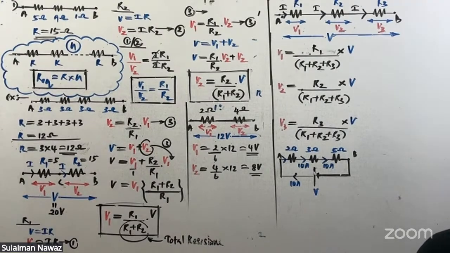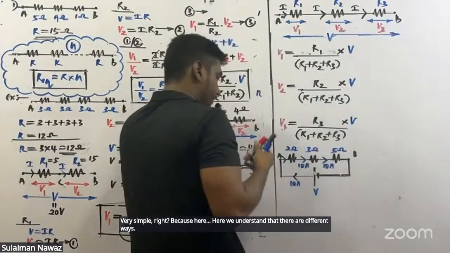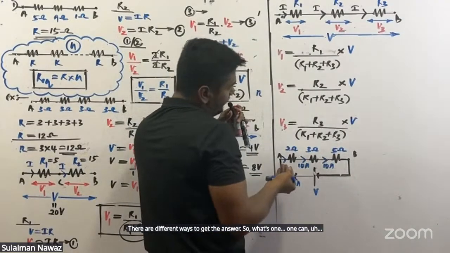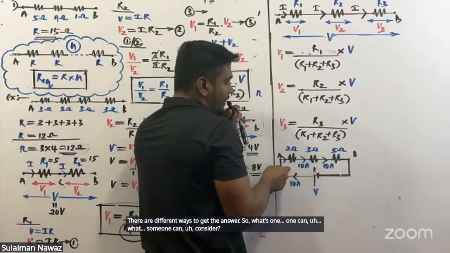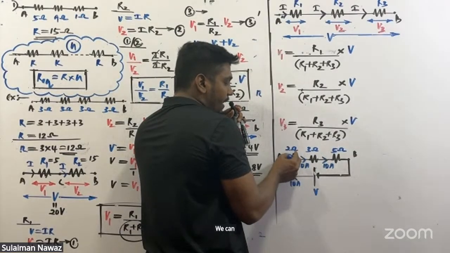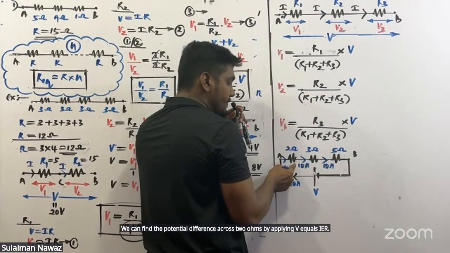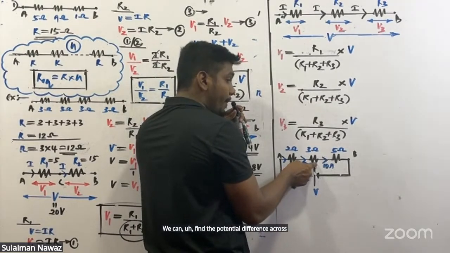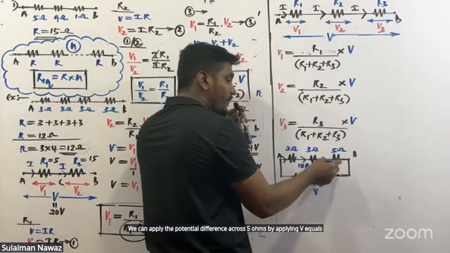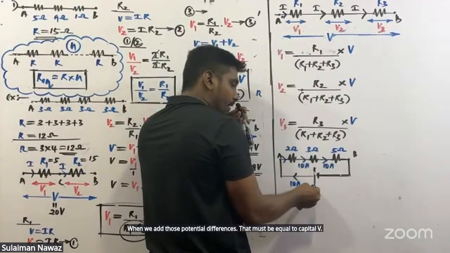Very simple, right? Because here we understand that there are different ways to get the answer. Since the current passing through each resistor is 10 ampere, we can find the potential difference across 2 ohms by applying V equals IR. We can find the potential difference across 3 ohms by applying V equals IR. We can find the potential difference across 5 ohms by applying V equals IR. When we add those potential differences, that must be equal to capital V. One can do like that.